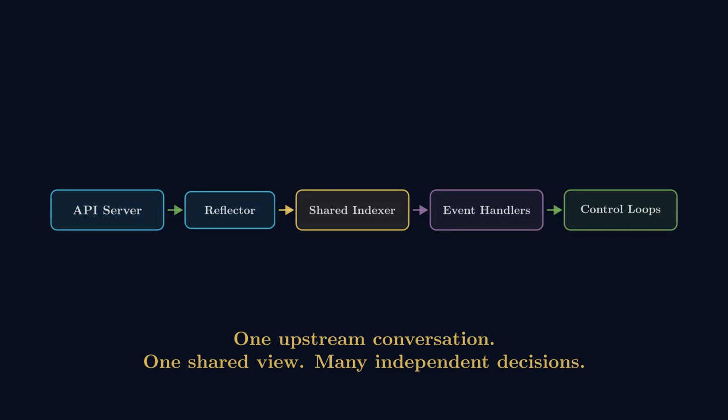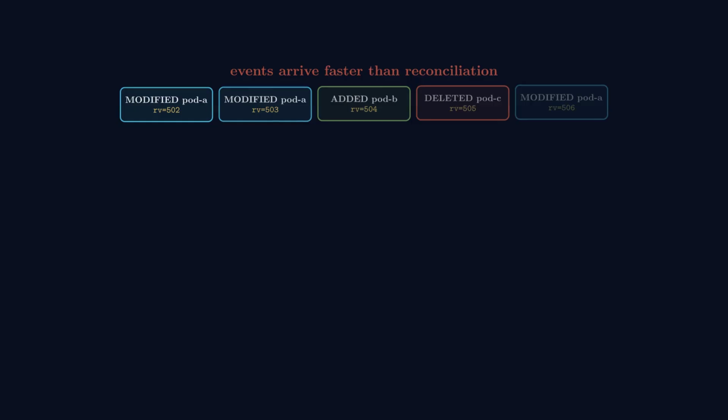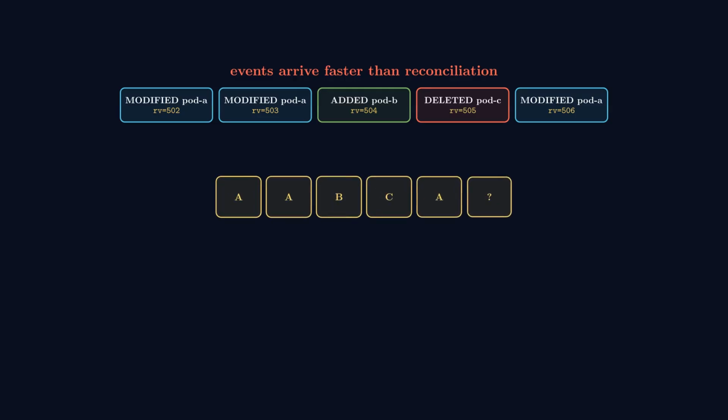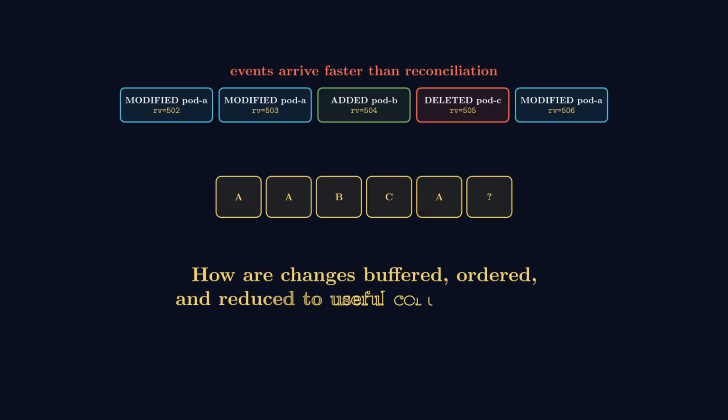But sharing the stream creates the next problem. Pod changes may arrive faster than a controller can reconcile them. The same pod may also change several times while it is already waiting to be processed. How does Kubernetes buffer those changes, preserve the important order, and avoid scheduling the same key again and again?